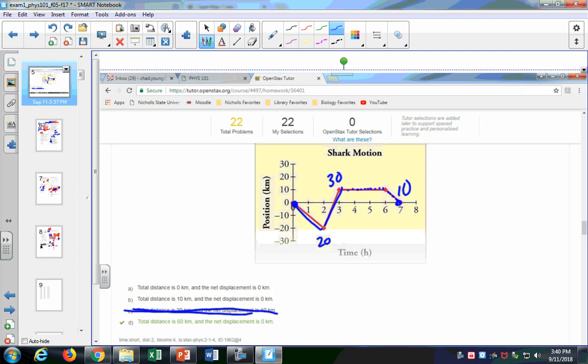Maybe so. Anyway, so here it travels 10 kilometers. So my total distance would be 20 plus 30 plus 10. So here you weren't finding the area or the slope. You were just looking at the numbers on the graph.